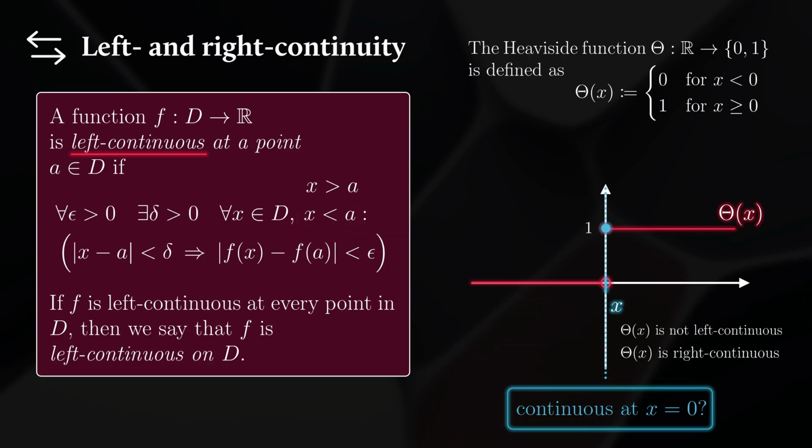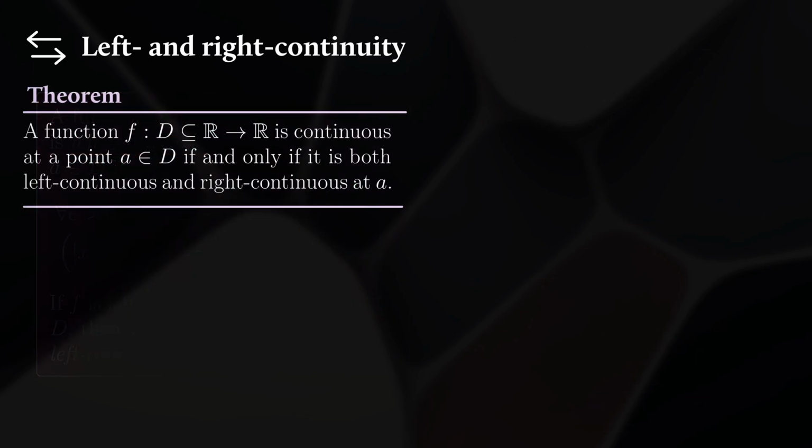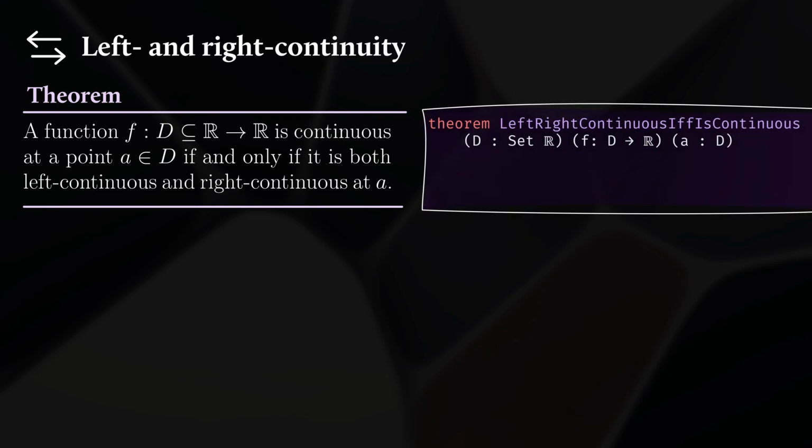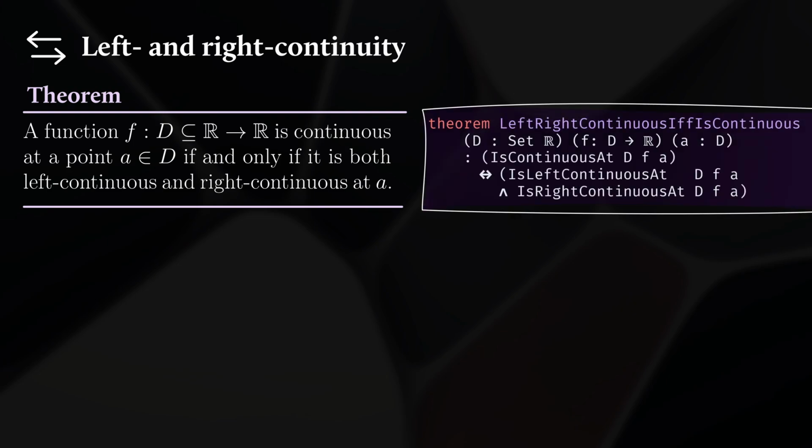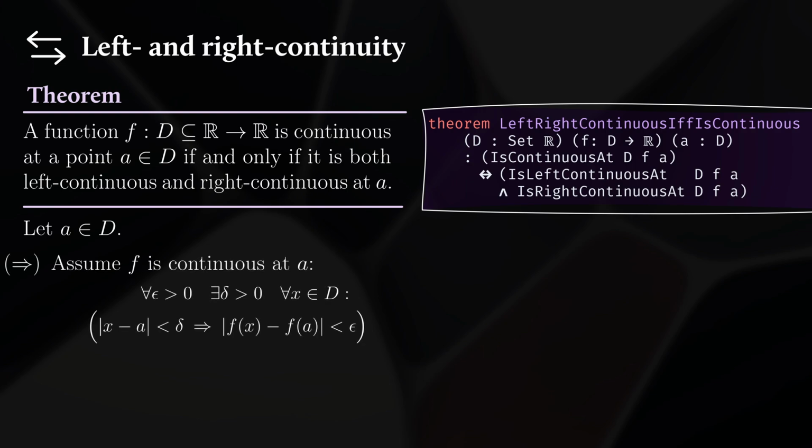But the question is still, is that function now continuous at x, given that it's not left continuous but right continuous? Well, we can use a theorem that tells us a function f is continuous at a point a if and only if it is both left continuous and right continuous at that point. In our case, the Heaviside function is not left continuous, so we know it's not continuous either. In order to prove this theorem, we have to provide a proof for both implications. Let's start with the first one. Assume that f is continuous at a.